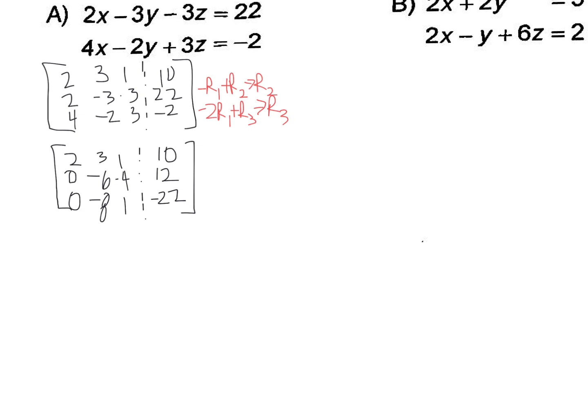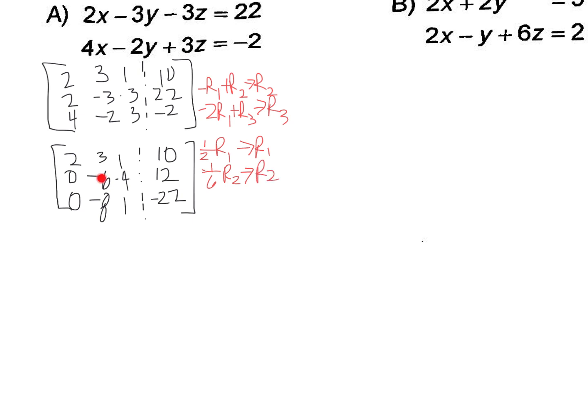I didn't mention before, we need to make this a 1. So I'm going to make this a 1, I'm going to make this a 1, and I am also going to eliminate this negative 8. To first make this a 1, we have to multiply this top by a half. I'm going to go a half times r1 gives us a new r1. I'm going to go negative 1/6 times r2 gives us a new r2.